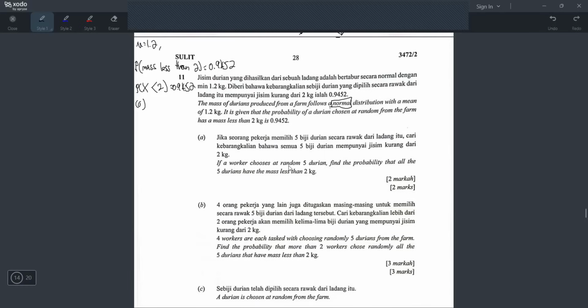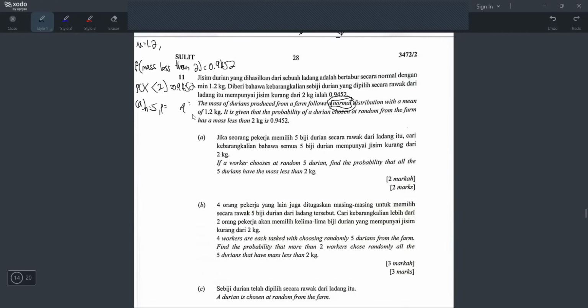And then the A says what? If a worker chooses at random 5 durian, it means n is 5 lah. N is 5, right? Find the probability that all the 5 durian have mass less than 2 kg. Oh, so it means what is your probability of success? It means actually, even though this question has the word normal distribution, but the A is actually not normal. The A is binomial actually. So for A, actually, you don't need to use the jadwal.